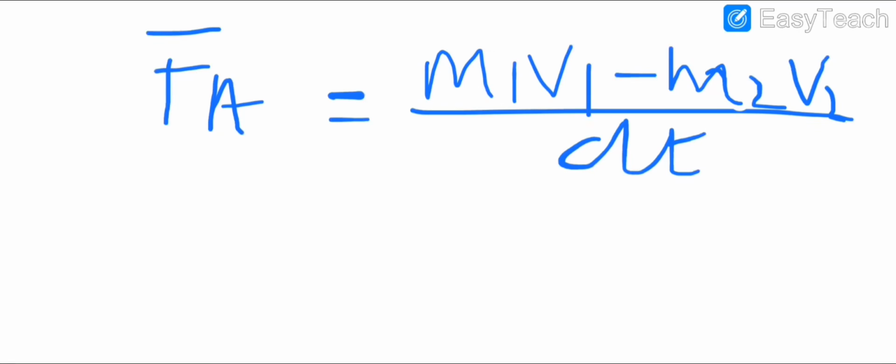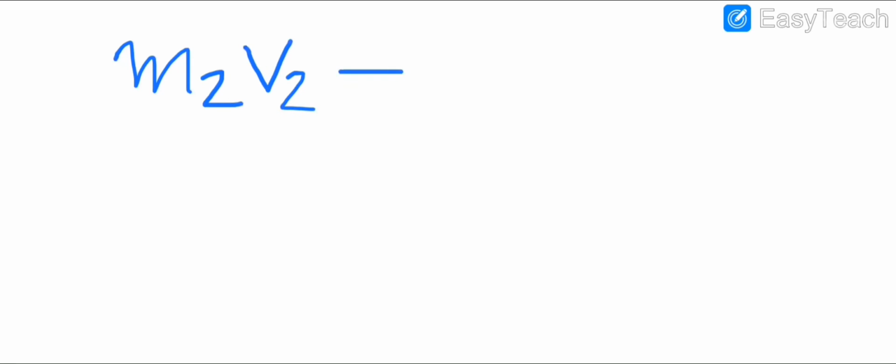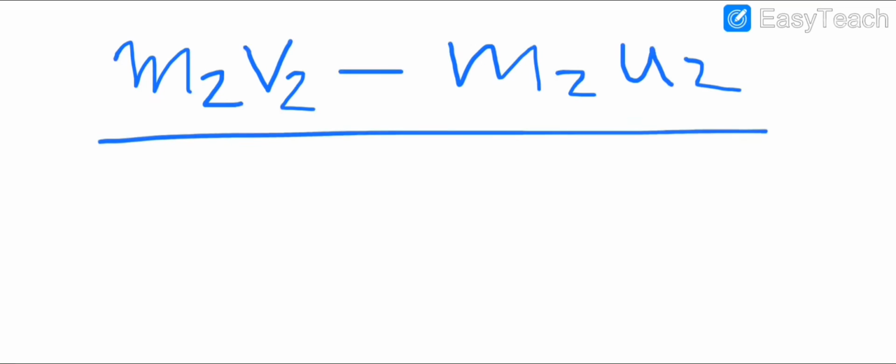That's for body A. Similarly, you can find out rate of change of momentum for body B. What will it be, children? m2 v2 minus m2 u2. You are finding it for body B now. Divided by dt. Simple. Now what is the force on body B?